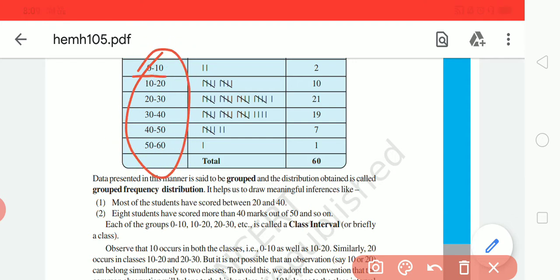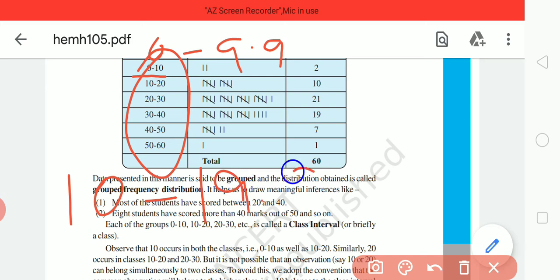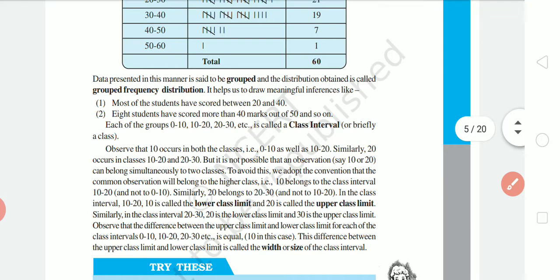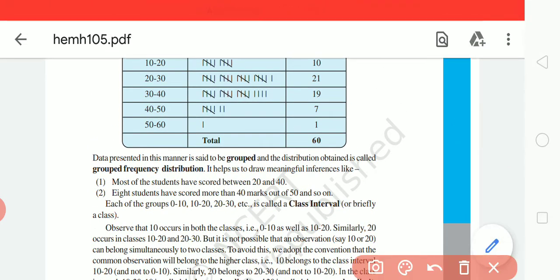See, 0 to 10 means 0 to 9.9 we will see here, and 10 to 19.9 we will see here. Okay, what is this called? Class interval. This is called class interval. It means if you have 10 to 20, this is the class interval of 10 to 20, where 10 is the lower limit and 20 is the upper limit, right?